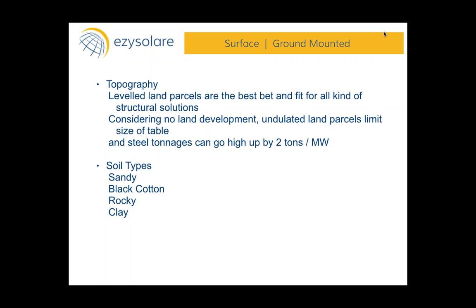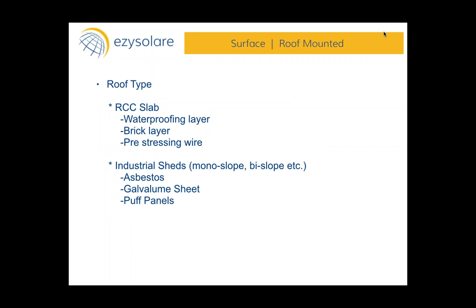Coming to topography, as I said earlier, if you do not have a leveled land parcel, you won't be able to achieve that level of structure optimization. In that case, you might spend approximately 2 tons per megawatt higher due to non-optimization of structures. That was a very quick selection criteria and the major things which go into a ground mount project.